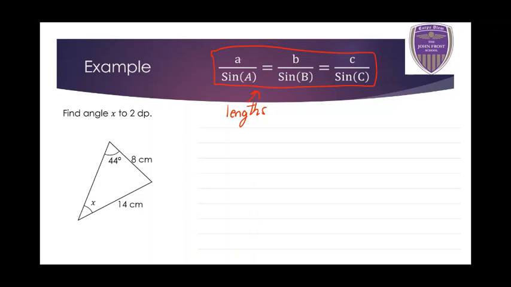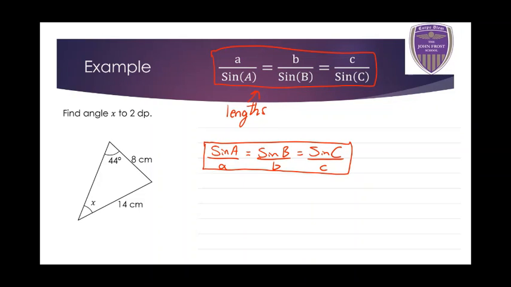So instead of the side being over sine of the angle, we're simply going to rewrite the formula so it's sine of the angle over the side length. So sine B over B, which will be equal to sine C over C. And this is totally fine. We're allowed to do this in math, so we can flip this over. And you'll see when we do the examples, it's much easier to solve these equations when we've written out our sine rule like this.